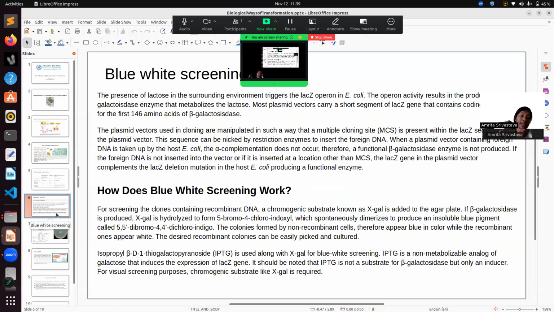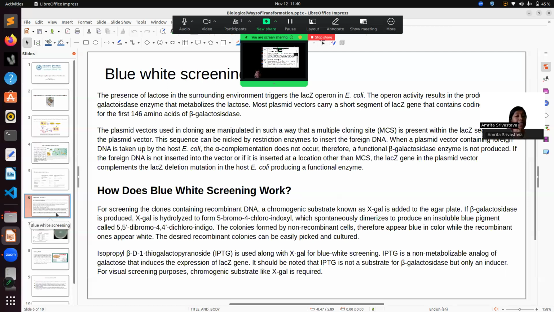Now, once the transformation has occurred, we also need to know which are the cells where the transformation has occurred and whether the transformation has occurred at the right place or not. One of the very common methods that we use for this purpose is blue-white screening.